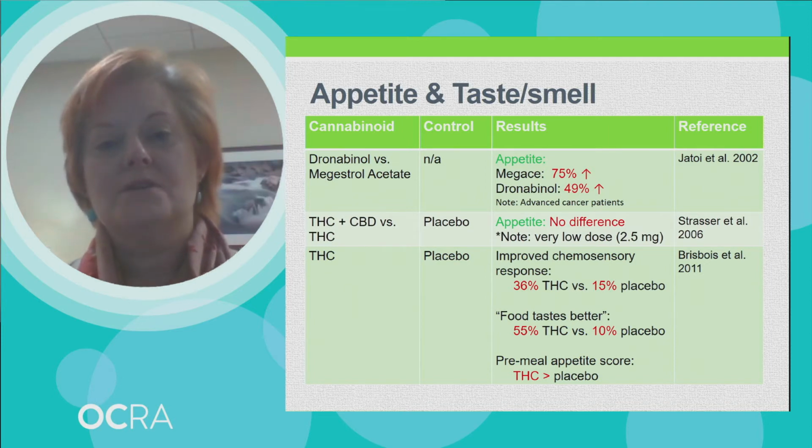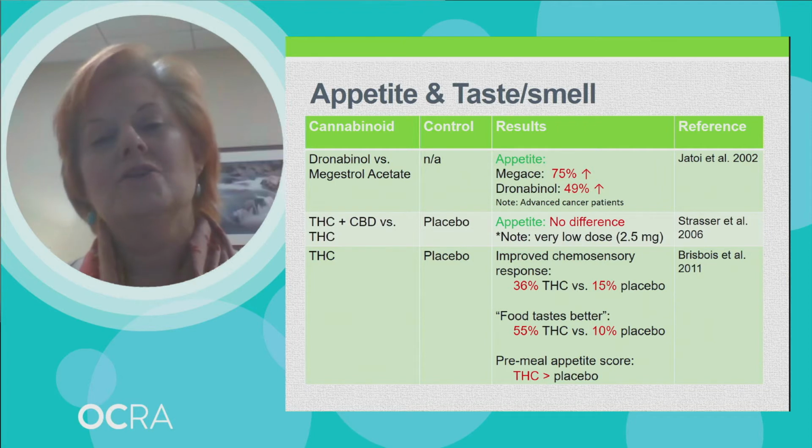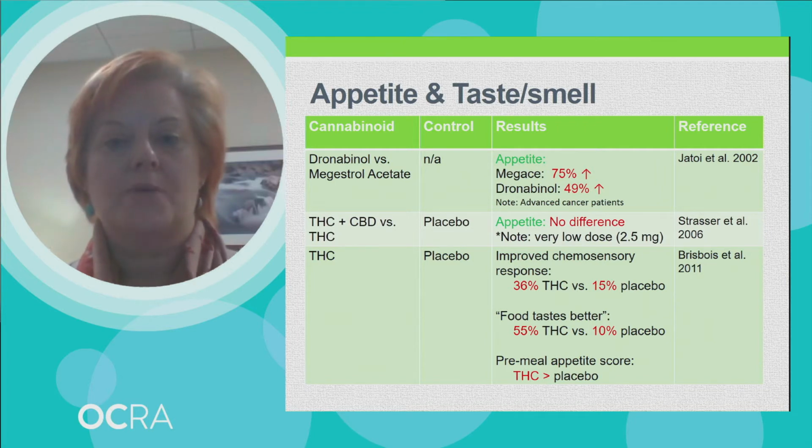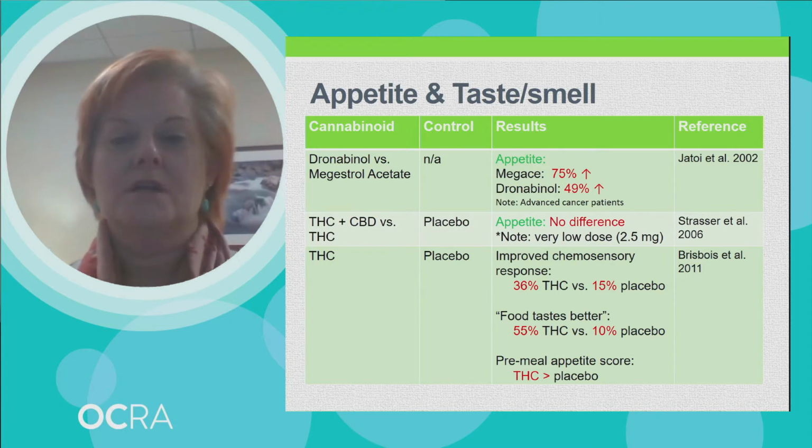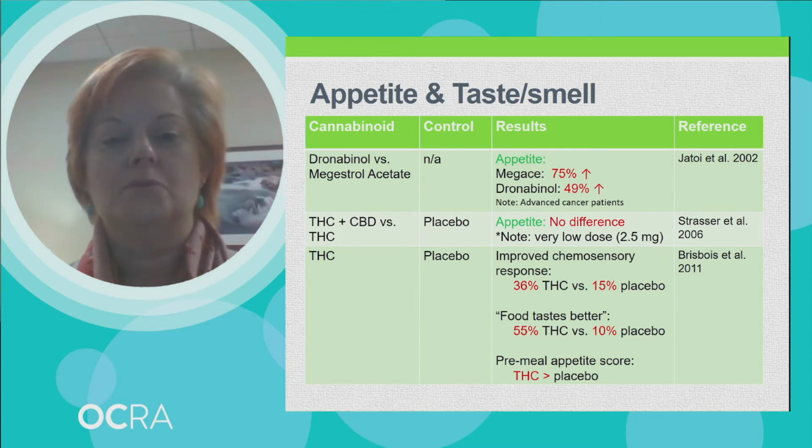And what was found is that the megase, which is the short name for that, increased appetite much better than the dronabinol. And I think it's worth noting that this particular study was done in advanced cancer patients, so people who were pretty far advanced in their diagnosis.